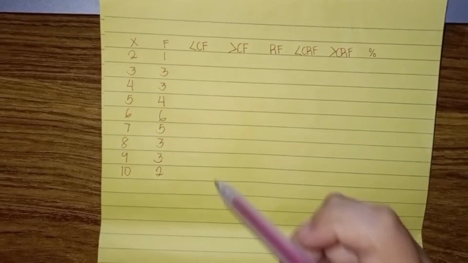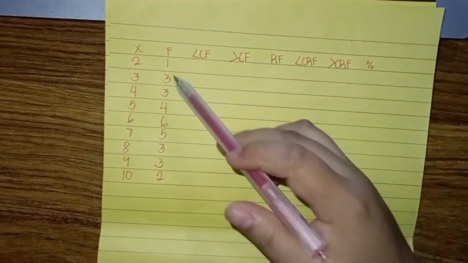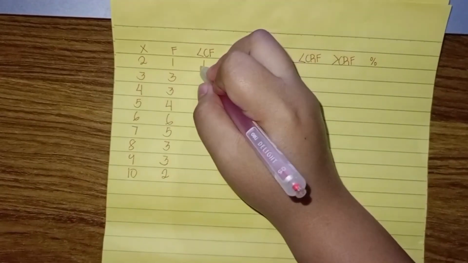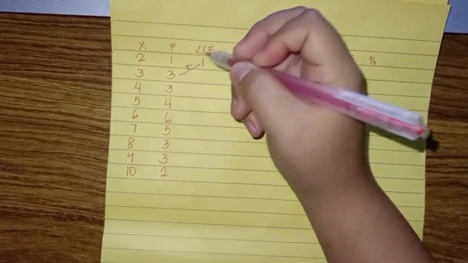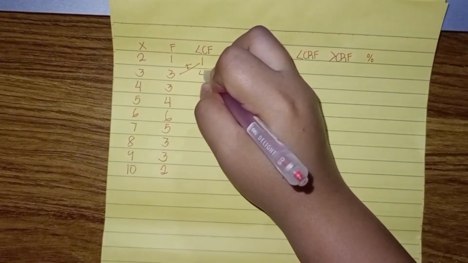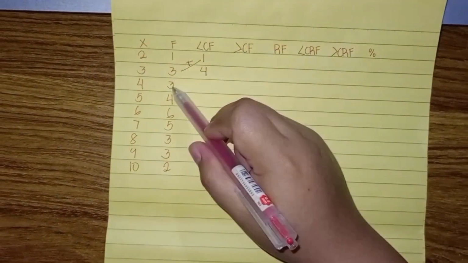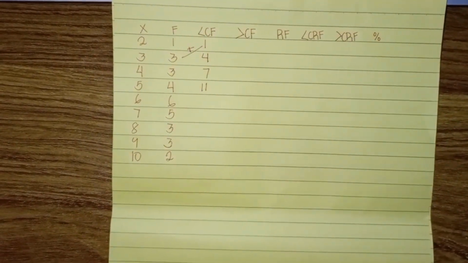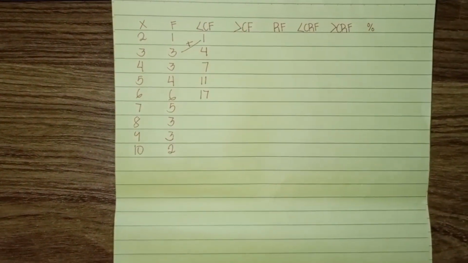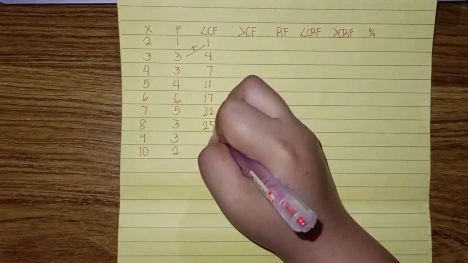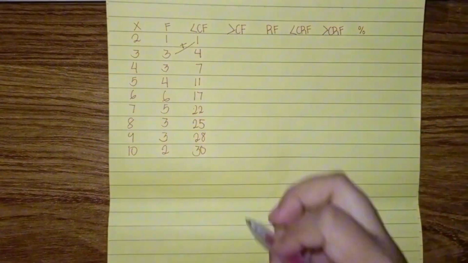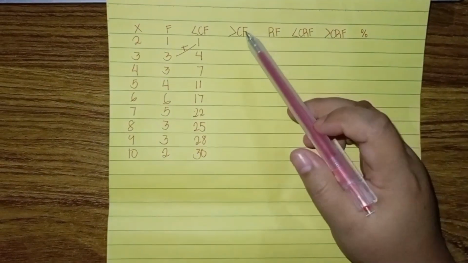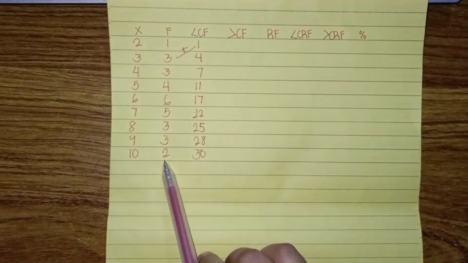Sixth step is to calculate the less than cumulative frequency by adding your frequency from the top. Seventh step is to compute the greater than cumulative frequency by adding your frequency from the bottom.